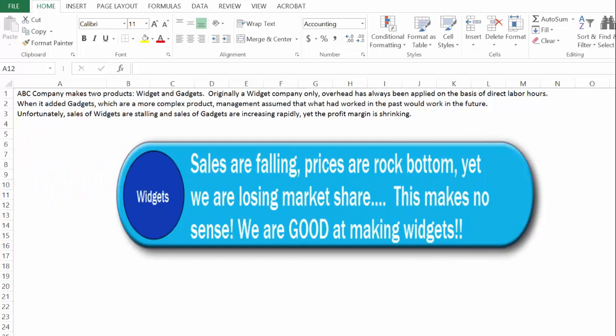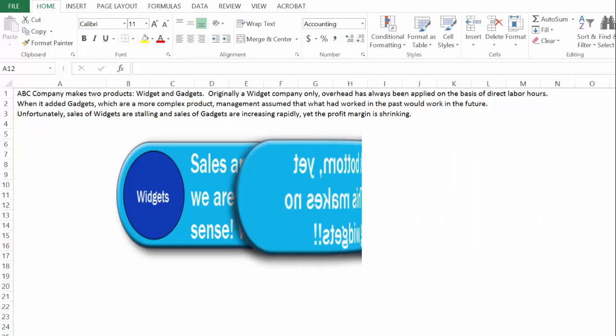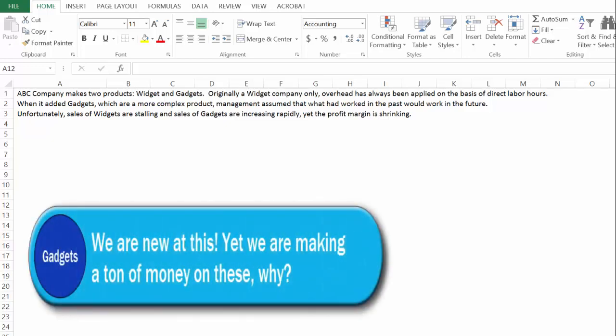Now they're in a downward spiral. Sales of widgets are stalling and sales of gadgets are increasing. But management doesn't understand this. They were always the widget leader. They are positioned in the marketplace to be very efficient at making widgets, and they keep dropping the price to match the competition, but they can't quite drop it enough to keep the market share and make any money at widgets at all. At the same time, they don't feel very competent in making gadgets.